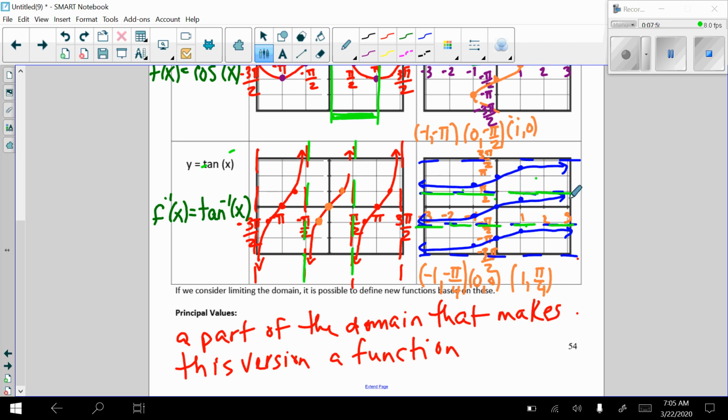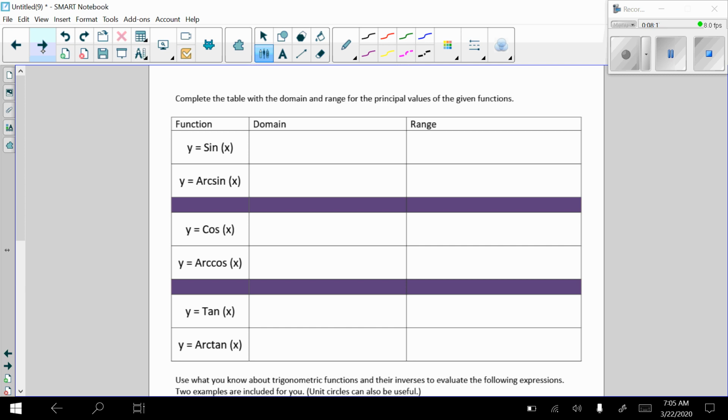But if you can see our inverse function, if we restrict the given domain for tangent to negative pi over 2 to pi over 2, when we turn it on its side, this is now a function. Okay, and we like to study functions in this class. So, what does all of that mean? What that means is we're going to have to identify our domain and range.